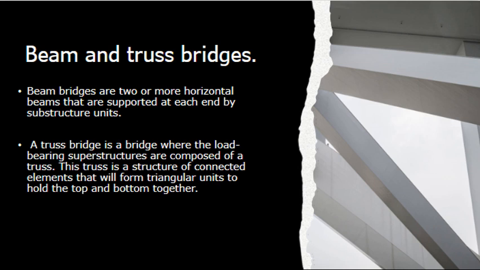Beam and truss bridges. Beam bridges are 2 or more horizontal beams that are supported at each end by substructure units. A truss bridge is a bridge where the load bearing superstructure is composed of a truss. This truss is a structure of connected elements that form triangular units to hold the top.